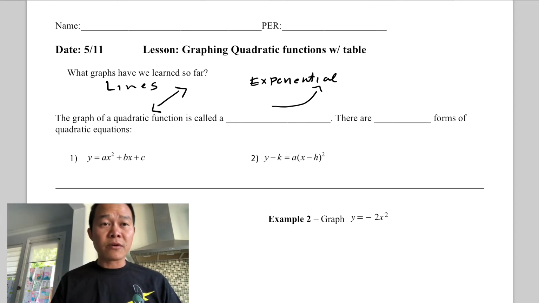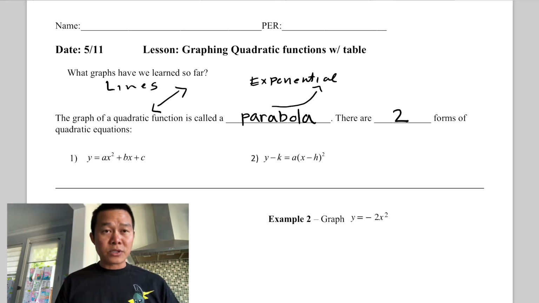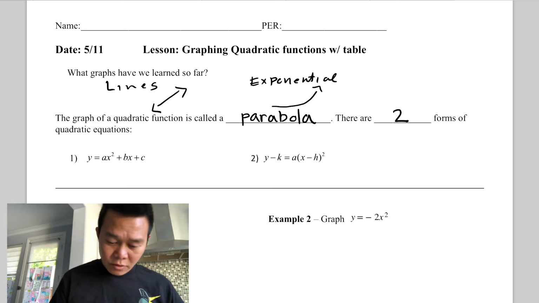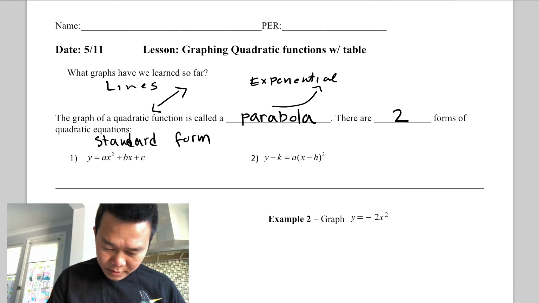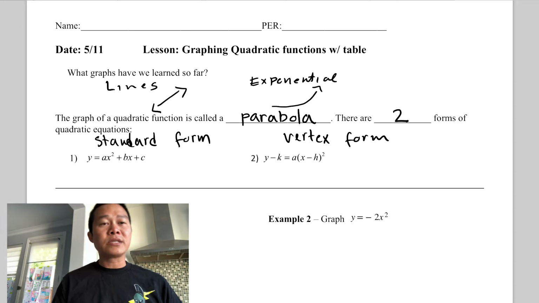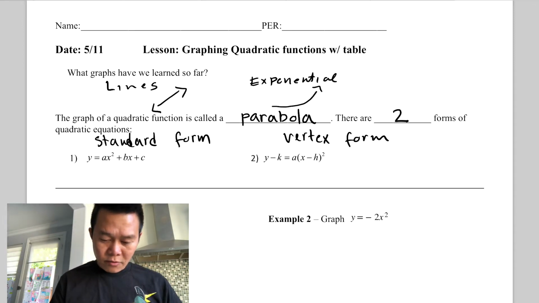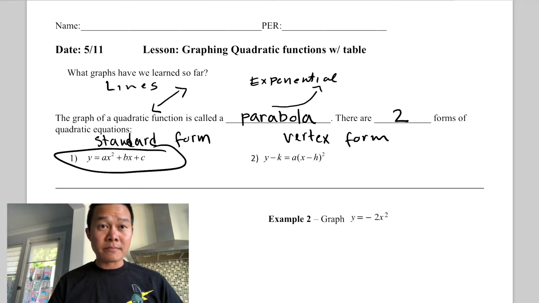Quadratic functions are referred to as parabolas. There are two forms of parabola. They are referred to as standard form and vertex form. So this is what we call your standard form. And then this one is the vertex form. For the next 2 weeks, we're going to focus mainly on standard form. So this is the form that we're going to mainly focus on. Great job. All right, so how do we graph a parabola that's written in standard form?